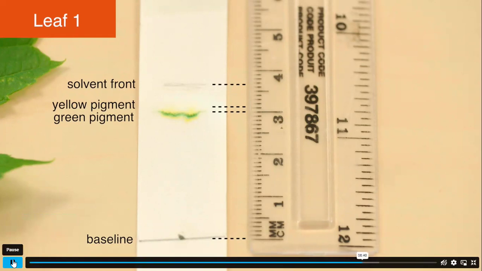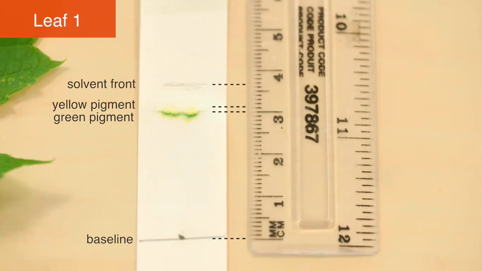As you know, the formula is the distance traveled by the spot divided by the distance traveled by the solvent. So the distance traveled by the spot will be from the baseline till the color, and the distance traveled by the solvent will be from the baseline till the solvent run. So this is how we do it.